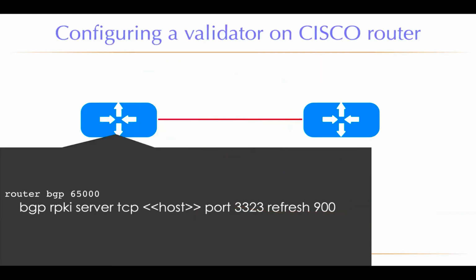So this is on Cisco. This is how you configure an RPKI validator. Actually, your OS needs to support this. Okay, so bgp rpki server tcp, you need to type the host and the port. 3323 is the port that was reserved by IANA for RPKI validations, and then you can set a refresh of 900 seconds. That is how you configure it on Cisco routers.